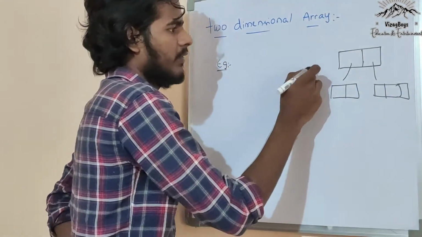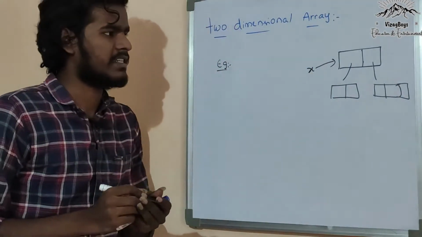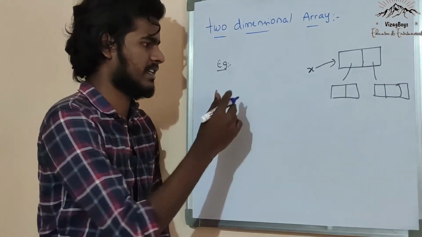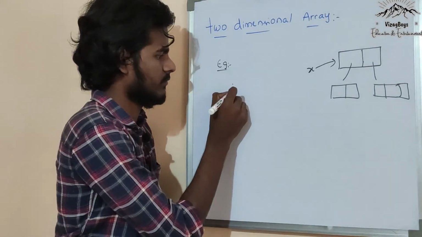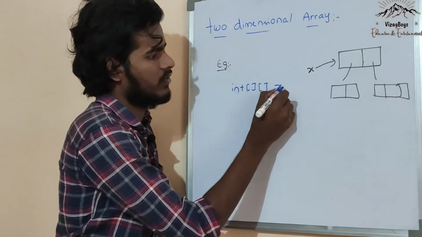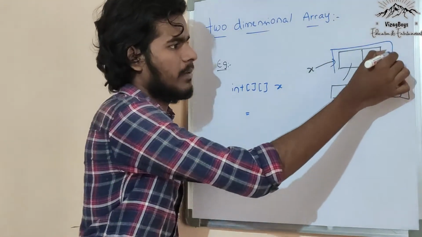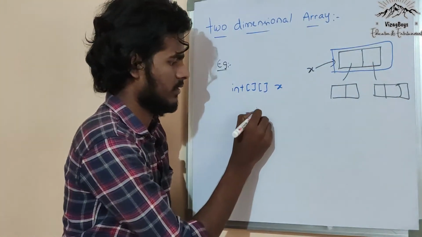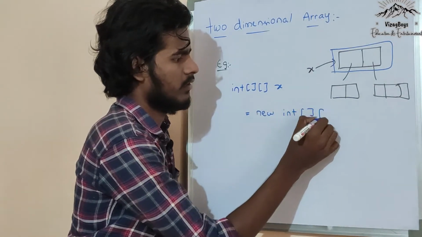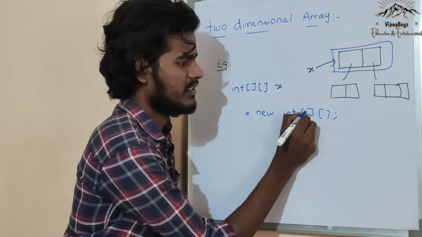It's an array, and X is the reference variable for that. How to create the corresponding Java code? Listen carefully. int array X is equal to new int, this is the base size. Here we can mention size 2.